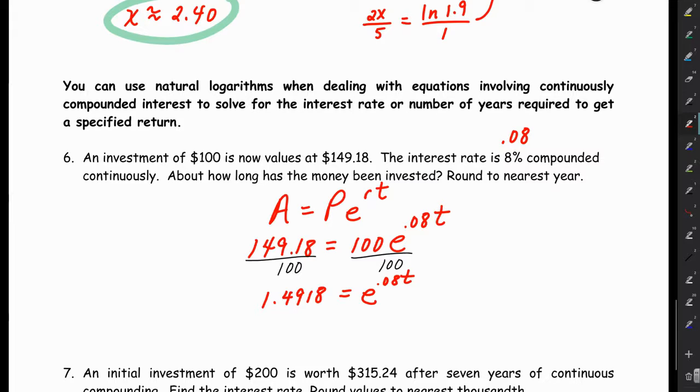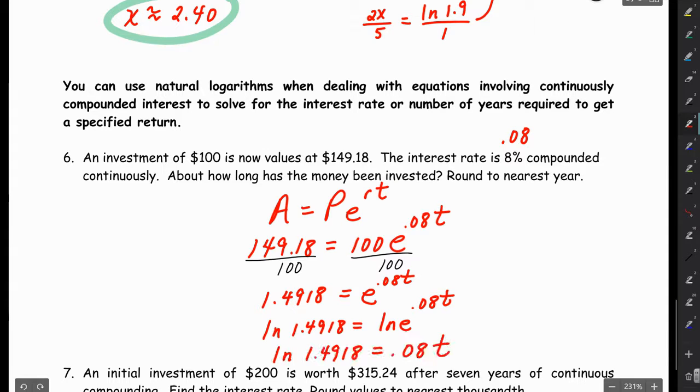Now, we want to be able to use a log to help us bring that 0.08t out front, bring it down from being a variable. So we're going to take the ln of both sides. All right, the ln of e is just 1, and this part is going to leapfrog to the front because we can use our wonderful power property to bring that out front. So the right side of the equation just becomes 0.08t. And then to solve for t, we're just going to divide both sides by 0.08.